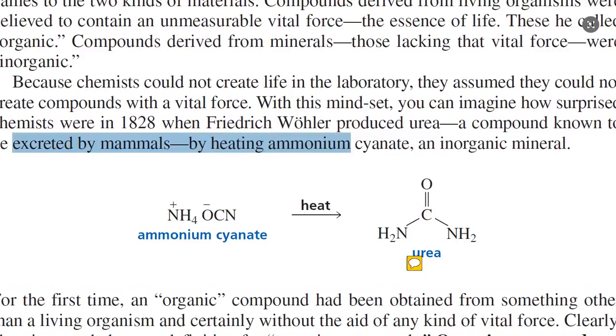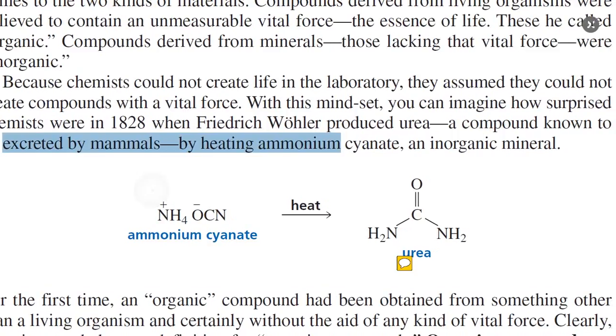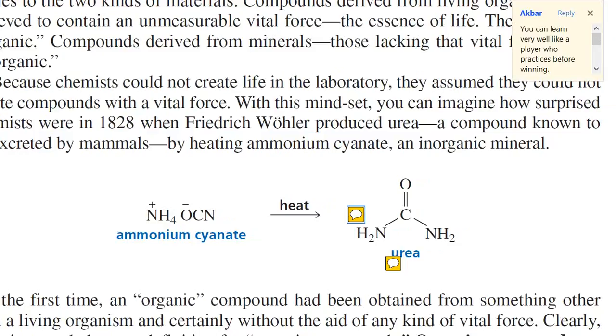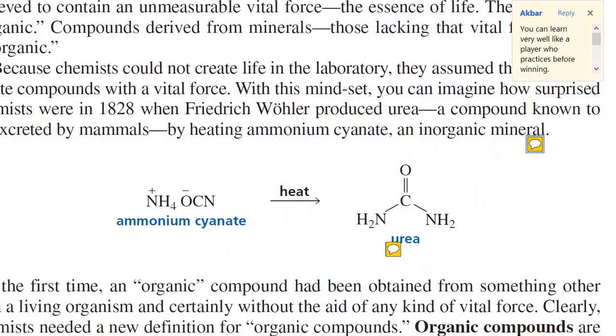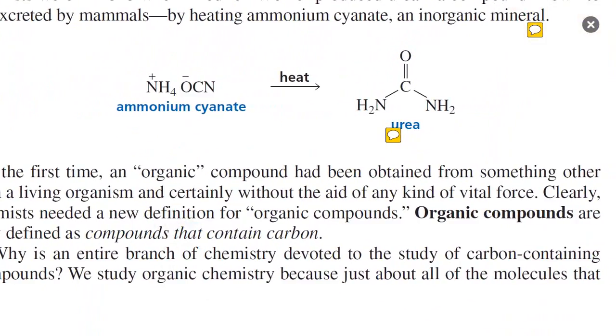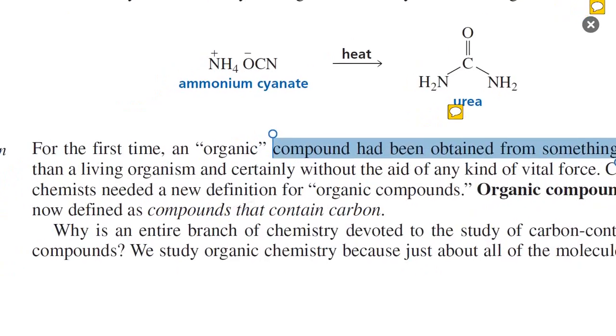There is urea, but this was before, so scientists considered that no, you can't make urea. Urea, animals make, right? It exists in living organisms. But when this scientist, Friedrich Wohler, heated this ammonium cyanate and gave us urea, then our belief changed. We say that even from inorganic we can make organic. That's what happened. So for the first time, an organic compound had been obtained from something other than living organisms.